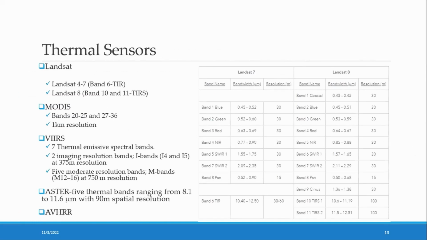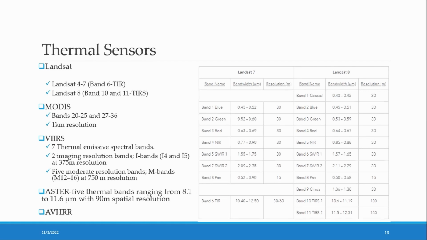So we can move to look at some of the thermal sensors. There are very many, but these are some of them. First, we have the Landsat satellites, currently from Landsat 4 up to Landsat 9. These satellites have instruments on board that carry different bands. For Landsat 4 to 7, the band responsible for thermal remote sensing is band 6, which has the thermal infrared sensor. Whereas Landsat 8 and 9 have a thermal infrared sensor that carries two bands, band 10 and band 11. These are the two bands responsible for thermal remote sensing when you're utilizing the Landsat satellite.